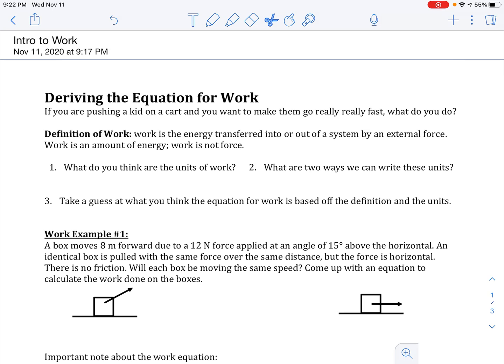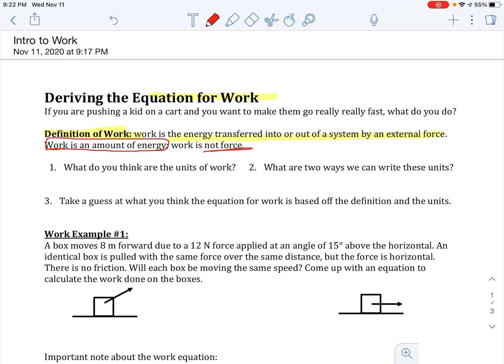Right now we're going to figure out the equation for work. We're basically going to come up with the equation just by understanding and thinking about the definition of work. So work is the energy transferred into or out of a system by an external force, right? Let's be careful with this. Work is an amount of energy. It's not a force. The force transfers the energy, but the work is the energy.